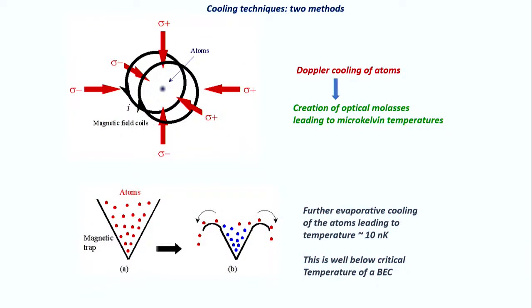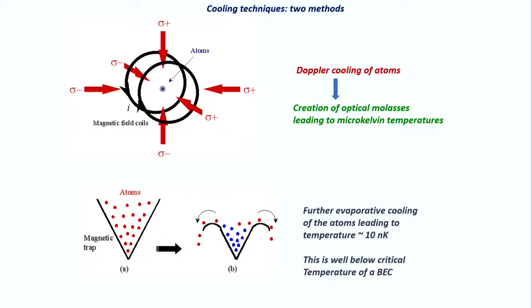So how do you do this cooling? There are several stages of it, and two of them I'm going to explain. The first one is called Doppler cooling of atoms. You cool these atoms by conventional techniques and get them to about a millikelvin or so, and then what you do is place them in a trap and put lasers from all different directions, of circularly polarized light.